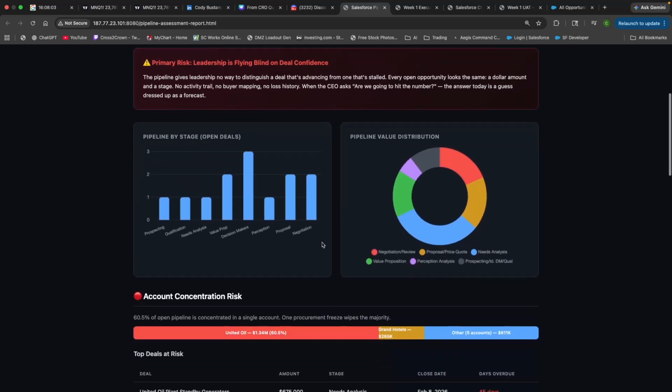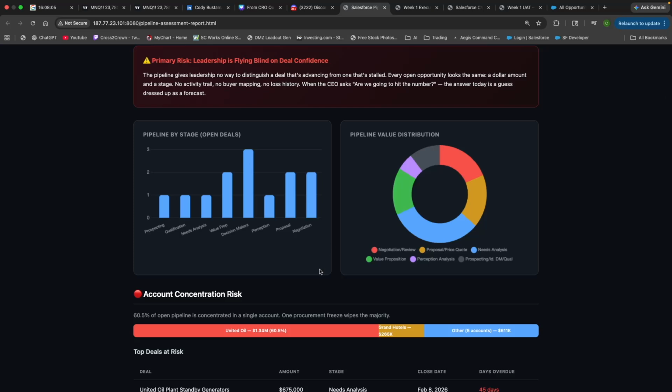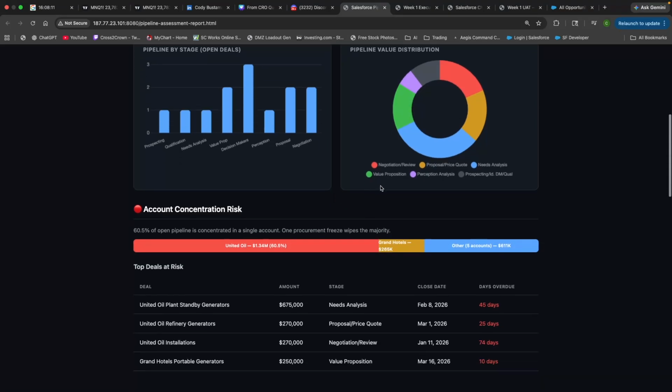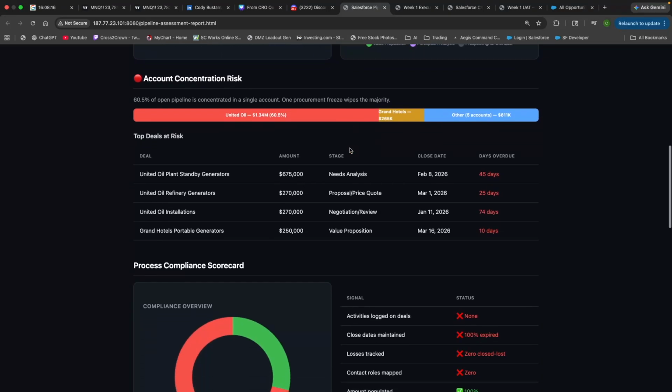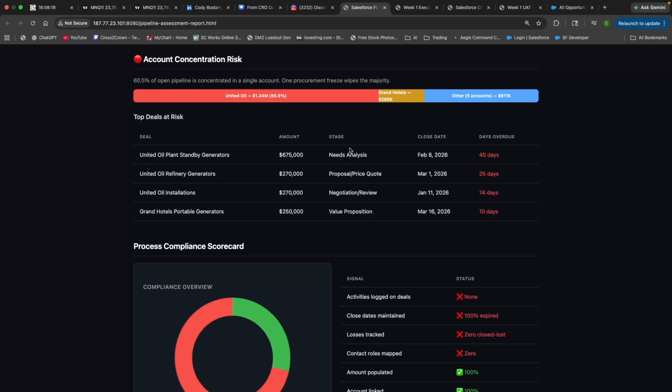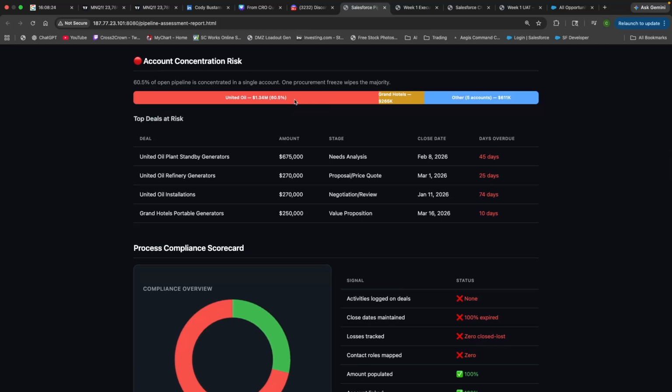And here we go down to pipeline by stage. So we see, like it was asked for in the email, pipeline by stage. Again, just the distribution of it. But here's where it starts to get interesting. So that's just a regular pipeline report that you would get. But here's where it gets interesting: it identified this as a risk, the account concentration. And the reason is because you can see that 60% of the pipeline is held within one company. If we lose the relationship with United Oil, 60% of our pipeline is gone. This is a major risk to our pipeline.